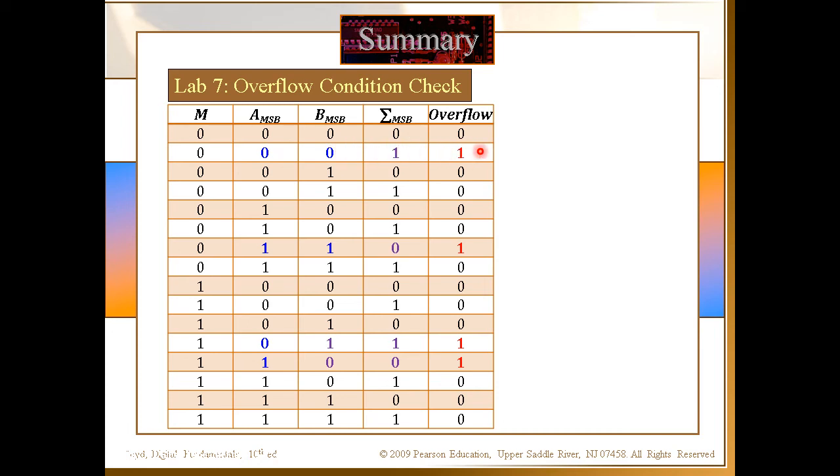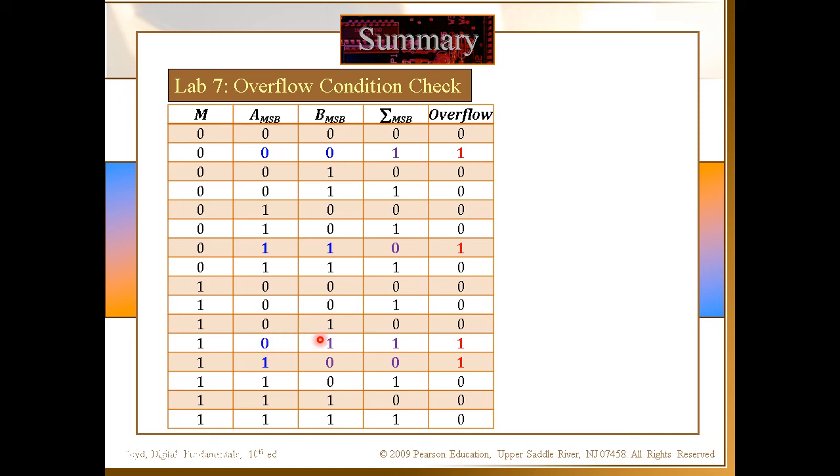So I just wrote 1 here because this is an overflow condition, right? Most of those are not overflow, but some of those are overflow. So here again, in case of addition, A MSB and B MSB are the same, but the summation MSB is different. Again, overflow, right? In case of subtraction, here are the conditions.